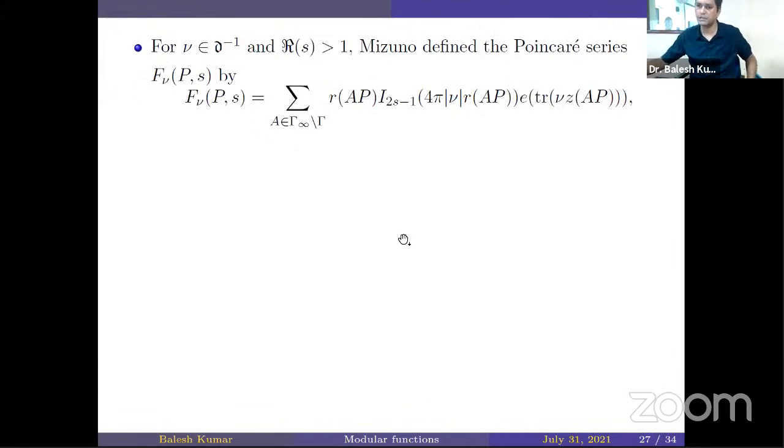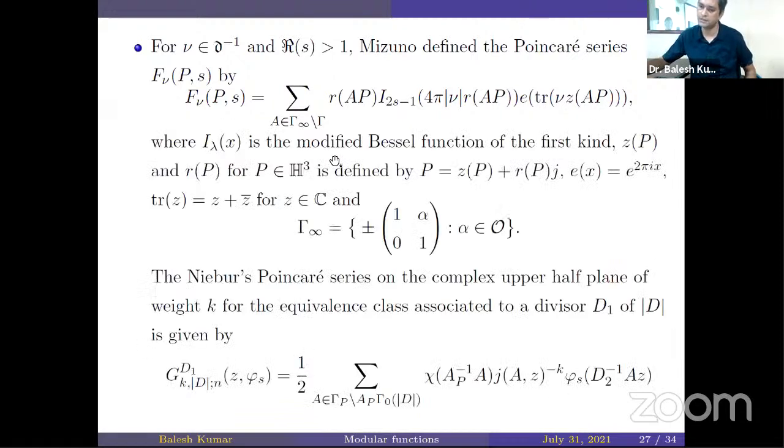And then he constructed a certain type of Poincare series, which is known as the Niebuhr-Poincare series, and which is again defined explicitly in terms of SL2(O) modulo the translations here. And this R of AP is the real part of AP, where A is an SL2(O) matrix acting on the point P.